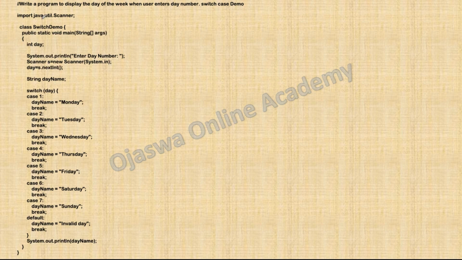Import java.util.Scanner. We are importing java.util.Scanner because we are using Scanner object in our class. We have defined a class named switchDemo. We have defined the main method. Execution starts from here. First statement we have defined is variable declaration. We have declared a variable named day of type int. Memory will be allocated for the variable day inside stack.